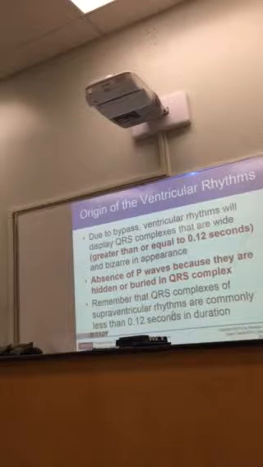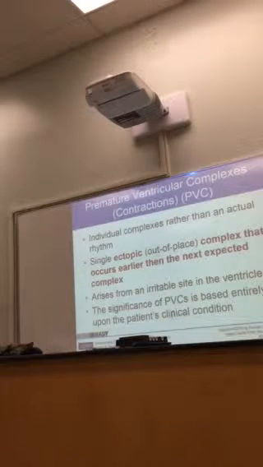Okay. So remember the QRS complexes of supraventricular rhythms are commonly less than 0.12. So if they're ventricular, what are they going to be? More than 0.12. Individual complexes rather than an actual rhythm. These are PVCs. So you guys understand what PACs are? Yeah. Okay, so PVCs, way more common. This is what you're going to see quite a bit.